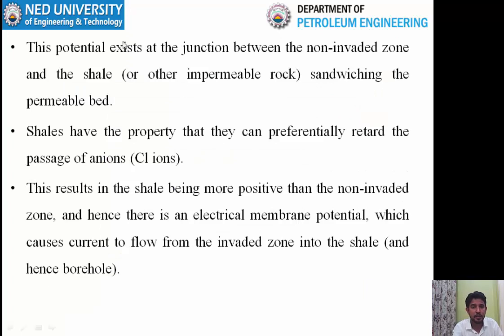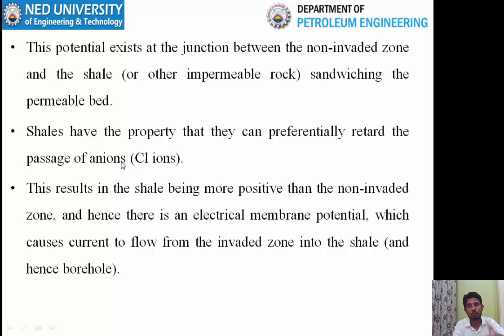So basically this is also written over here that this potential, which is called the membrane potential, so the potential that is developed against the shale zone is called the membrane potential. So the membrane potential exists at the junction between the non-invading zone and the shale. Shales have the property that they can retard the passage of anions. Again, this is related to the composition of the shale structure.